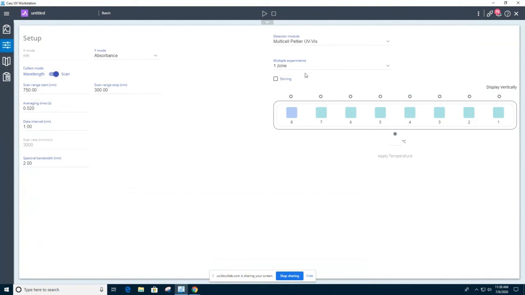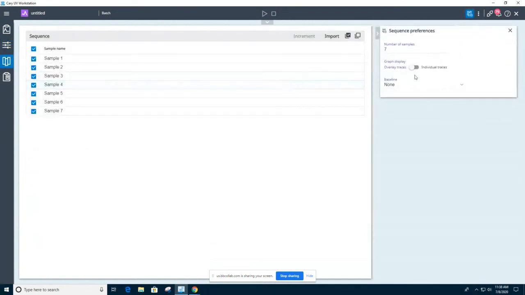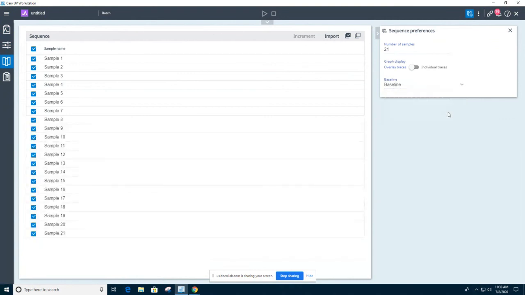Let's see, the next thing we're going to do, we're going to make sure that we're using our multi-cell Peltier. That's a temperature controller. We're going to go into the next compartment here. And, this is crazy. I have 7 samples, but notice, and I'm doing a baseline as well. So I'm going to choose baseline here eventually. But why did I put 21 in there? That is the interesting question.